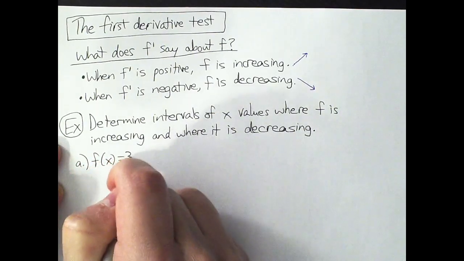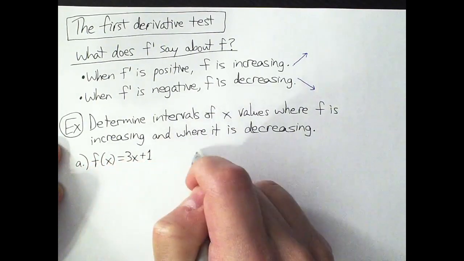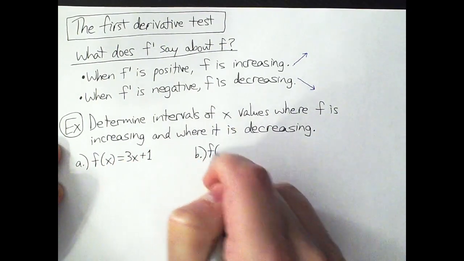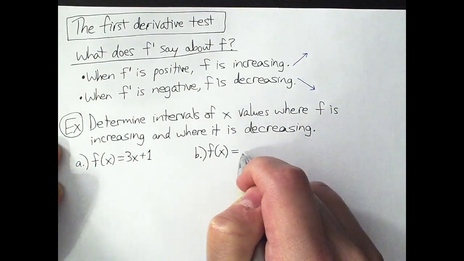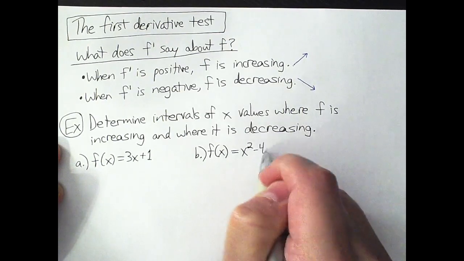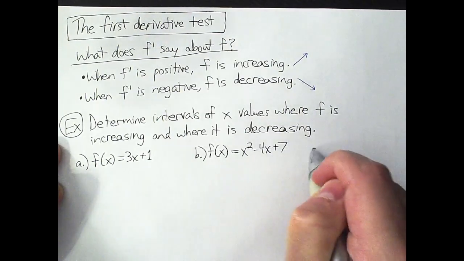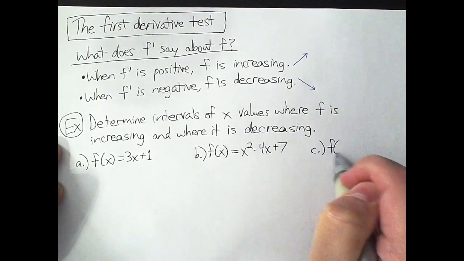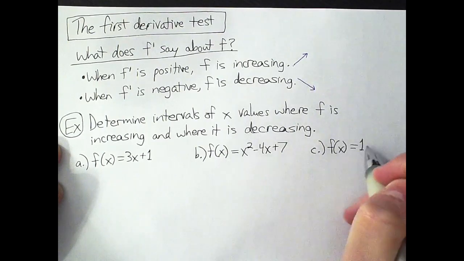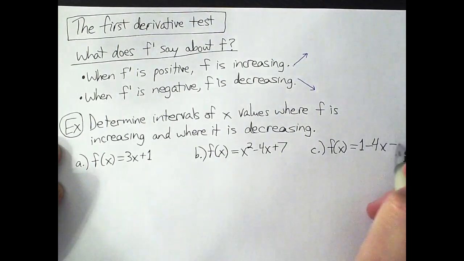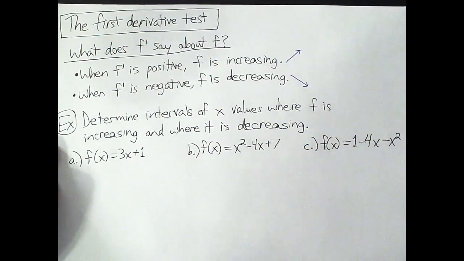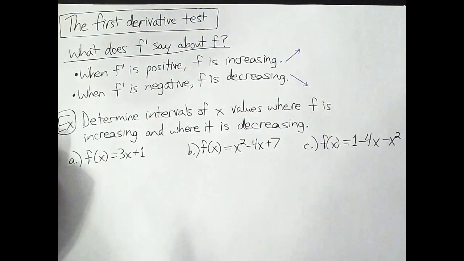f of x equals 3x plus 1. f of x equals x squared minus 4x plus 7. And finally, f of x equals 1 minus 4x minus x squared. Those are the 3 we're going to do, but I'll do the first 2 for us.